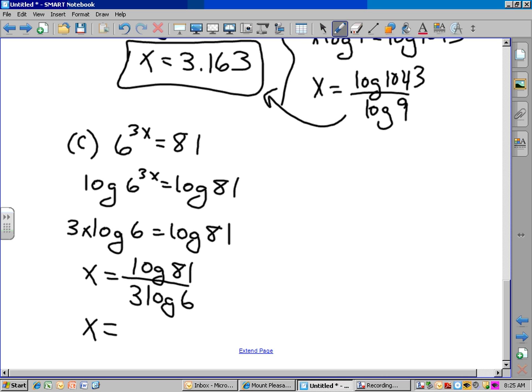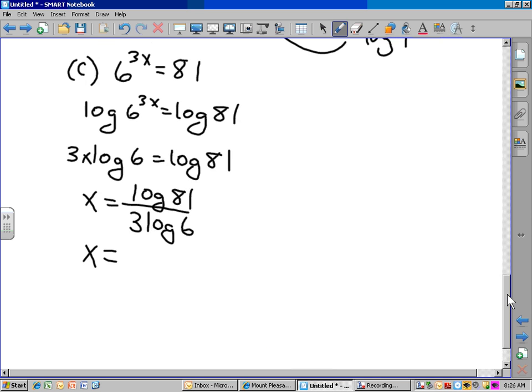Now you have to be careful when you type this in. Log of 81 is fine. But when you divide, you need to put the 3 inside of parentheses with the log, or you won't get the right answer. 0.818. So if I said 6 to the 3 times 0.818, I get about 81. It's close. It's rounded.